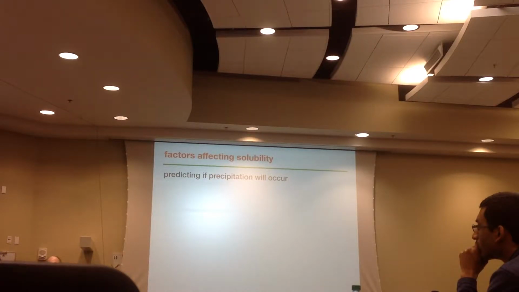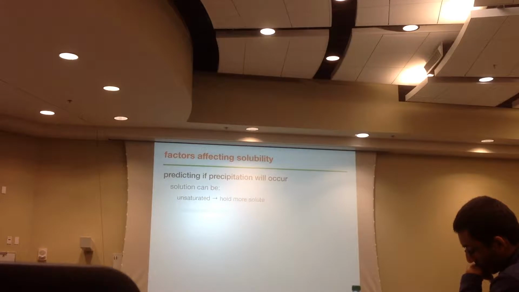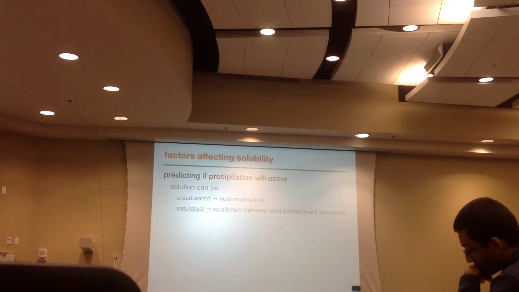We need to now be able to predict whether or not a precipitation reaction is going to occur. All right, so we need to understand what conditions a solution can be under. We learned last semester that we can have an unsaturated solution, meaning the solution can hold more solute particles. We also learned last semester about a saturated solution, which meant that we had solid at the bottom of the beaker and we had some of the ions in solution.